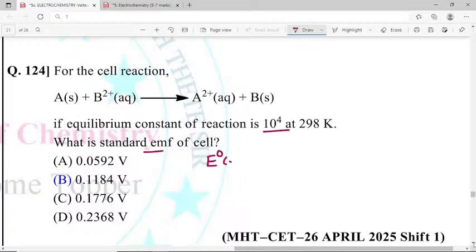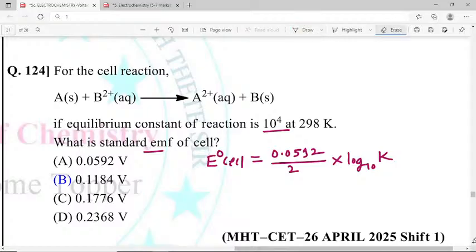E naught cell is equal to 0.0592 divided by n. What is the n here? 2, multiply by log to the base 10 of the K. What is K? K is the equilibrium constant, 10 to power 4. So I am writing here 10 to power 4, equilibrium constant. So is equal to 0.0592 divided by 2 multiply by, this is the 4, and log 10 to the base 10 value 1.